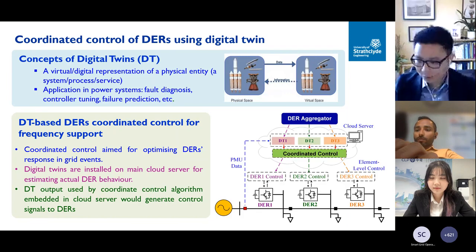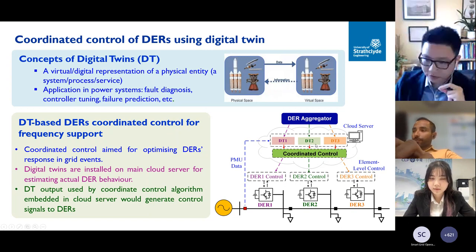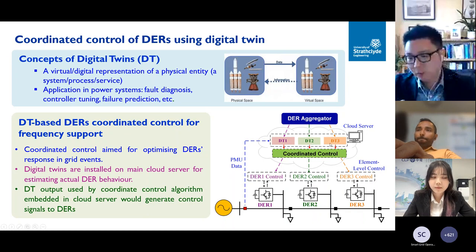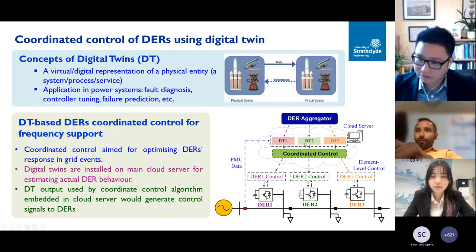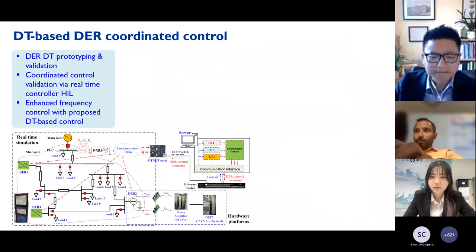We have multiple DERs in the system, and we prototyped the digital twins in a cloud server. By using the digital twin, we can estimate in real time how the DERs are behaving. And using that information, we'll be able to perform some coordination rather than communicating everything using communication.